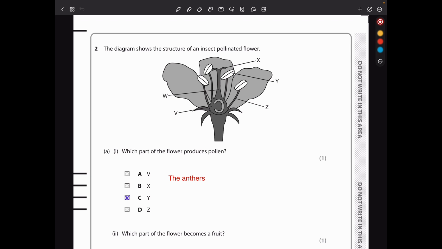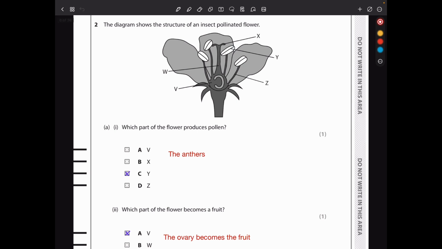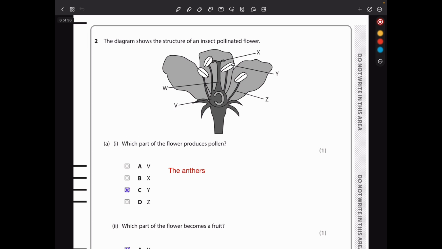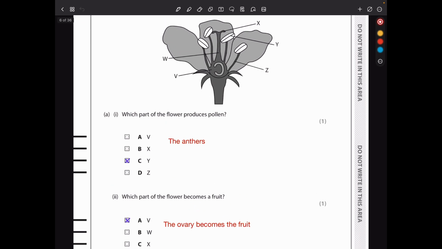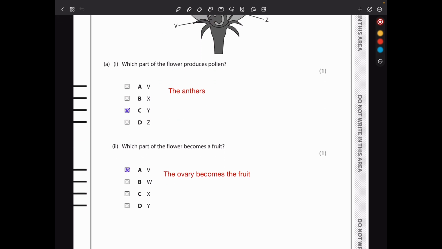In question 2, the diagram shows the structure of an insect-pollinated flower. We can see the flower here. These are the anthers, we see the stigma, and so on. They say which part of the flower produces pollen. Pollen is produced from Y, the anthers, so the answer should be C. And next they say which part of the flower becomes a fruit. The ovary becomes the fruit, so it should be V.